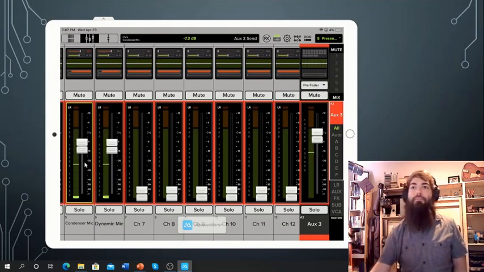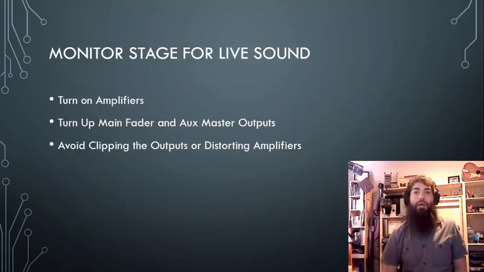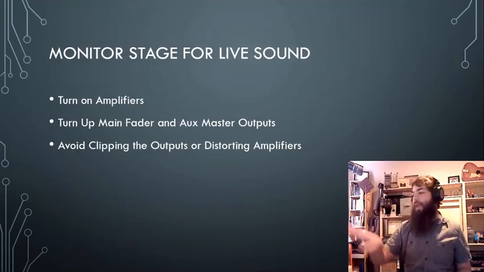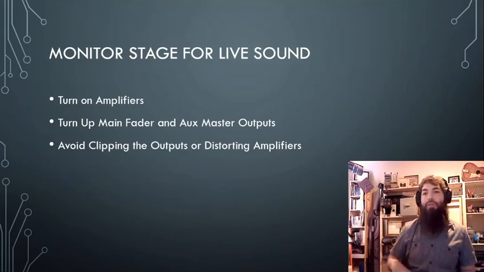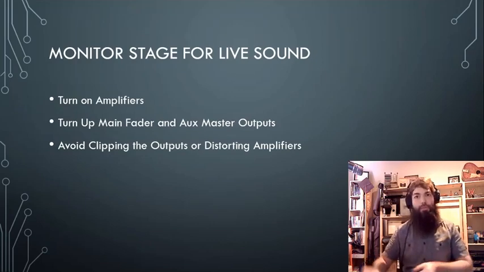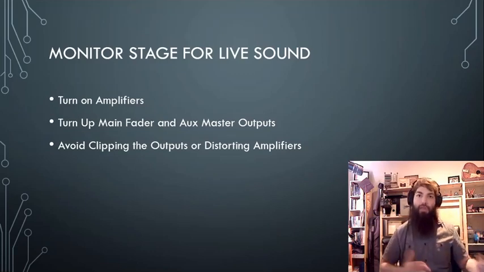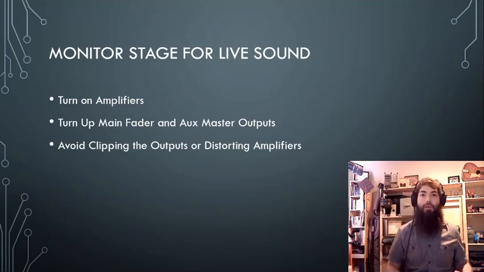Cool, cool. Now, that gets us to the next stage. That's the monitor stage. So the next stage, once we've captured, we're seeing good signal within our mixer, we want to make sure our amplifiers are on. We want to make sure those are on before we ever turn up our master faders. So we want to make sure our master faders and our aux masters are down. We'll make sure all of our electronic gear, such as our mixer, everything before the amplifier, is already on, and then we can turn on our amplifier. So we'll make sure electronics on first, then our amplifiers.